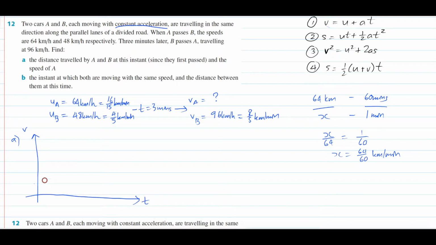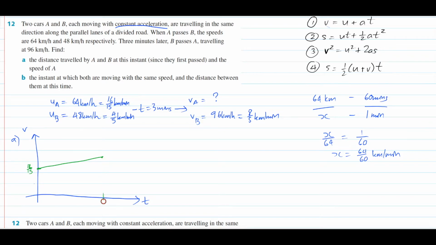So velocity as your y-axis, time as your x-axis, and then let's get the lines up. I'll use green for the motion of A, and then red for the motion of B. Okay, so A started off higher than B, so maybe up here somewhere, 64, or in this case 16 over 15, and then we don't know the final velocity. We know it's a constant acceleration, so it's just a linear line. We're just going to make it go up somewhere here, possibly, right?